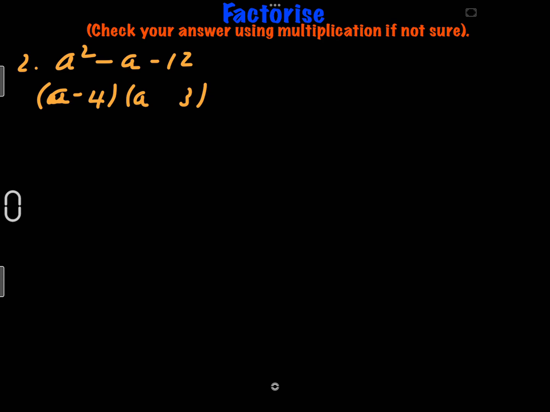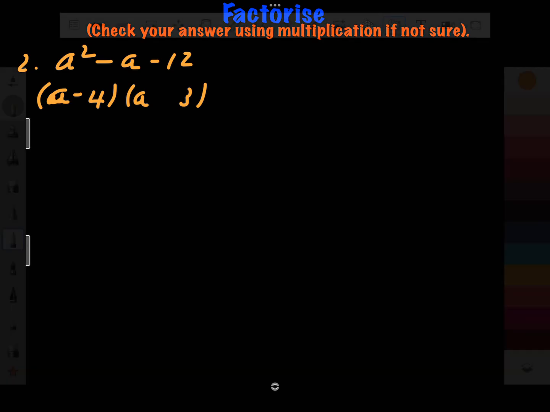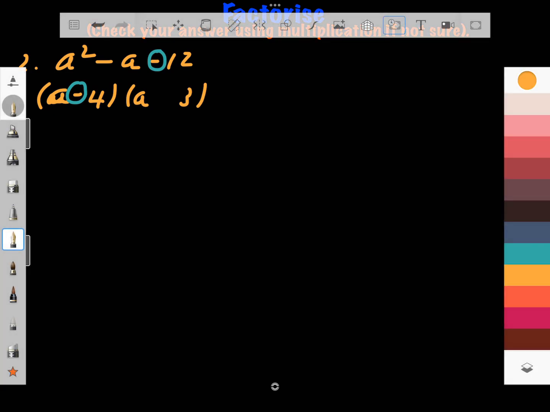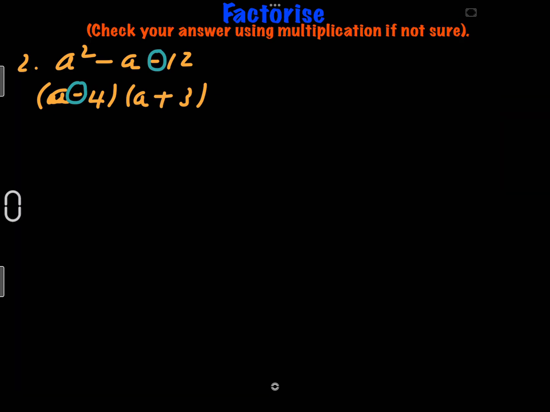And -4 multiplied by 3 gives us -12, rather, negative multiplied by positive, these two operations. Therefore, the answer is a minus 4 multiplied by a plus 3. That's the answer for this example.